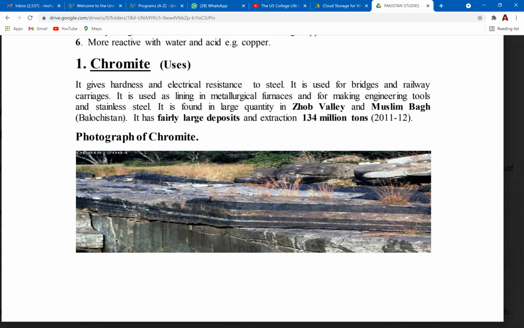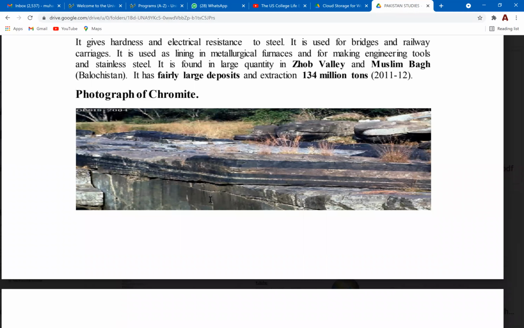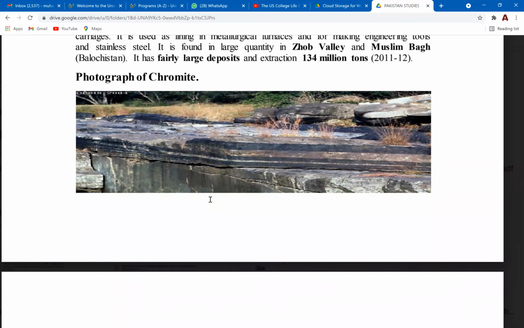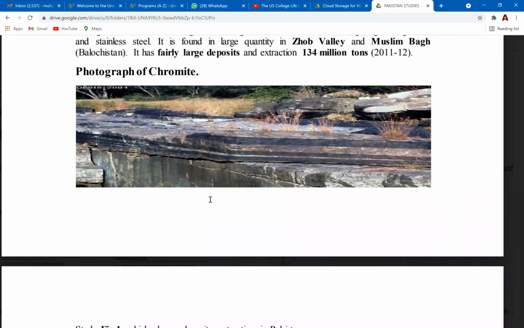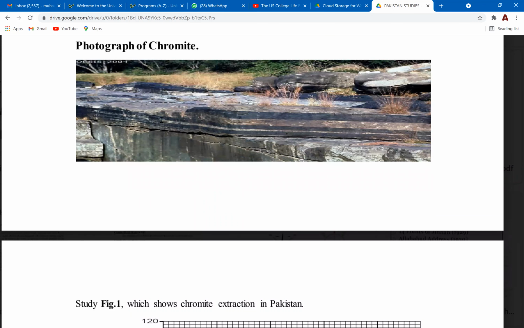Chromite is used for bridges, for railway constructions, for furnaces, for engineering tools, for stainless steel, and this type of mineral is found in Balochistan, specifically Zhob Valley and Muslim Bagh. Now you see this is the layer of chromite.